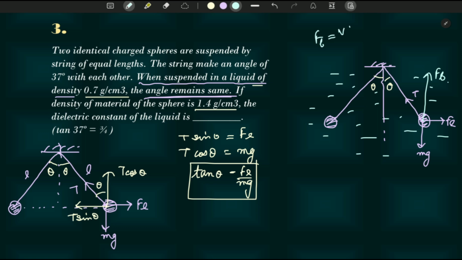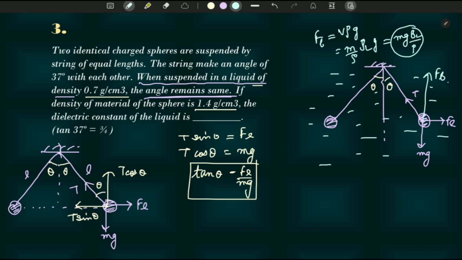This is equal to V rho g, and V is the volume of the sphere. In the question nowhere is the volume given, but we know the mass, so mass by density is volume, and this rho is the rho of the liquid in which it is immersed, times g. So I will get mg rho liquid by rho. This I will use later on.